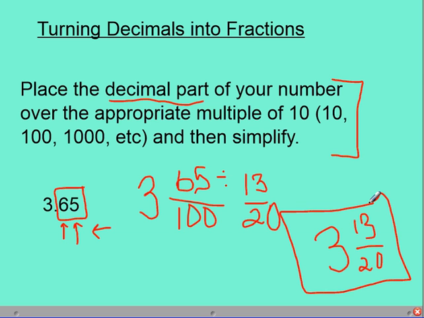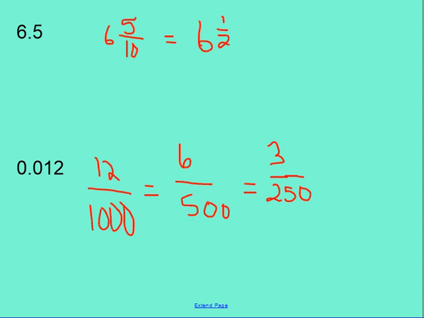Okay? So you find the decimal part of your number, put it over 10 or 100 or 1,000, depending on how many places in the decimal part you have, and then you just simplify. So I have a couple that I want you to try on your own. 6.5 and 0.012. Pause the video and take a second to try and solve those questions. 10, 9, 8, 7, 6, 5, 4, 3, 2, 1.